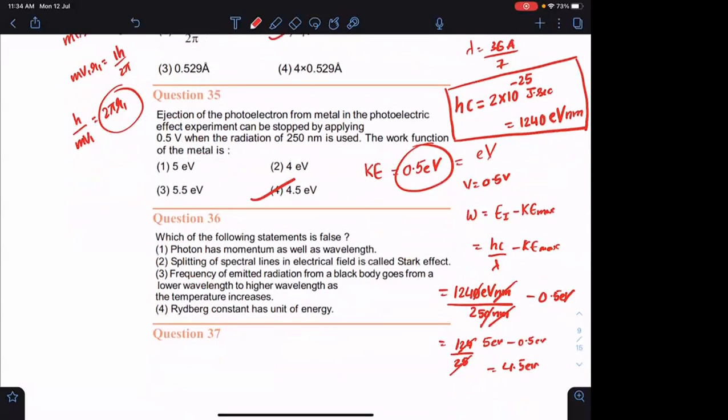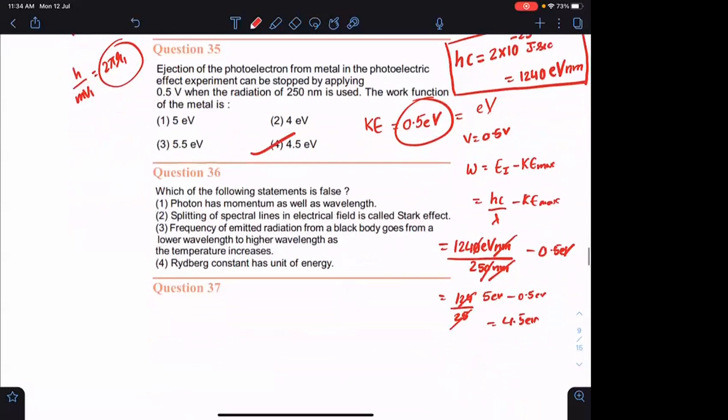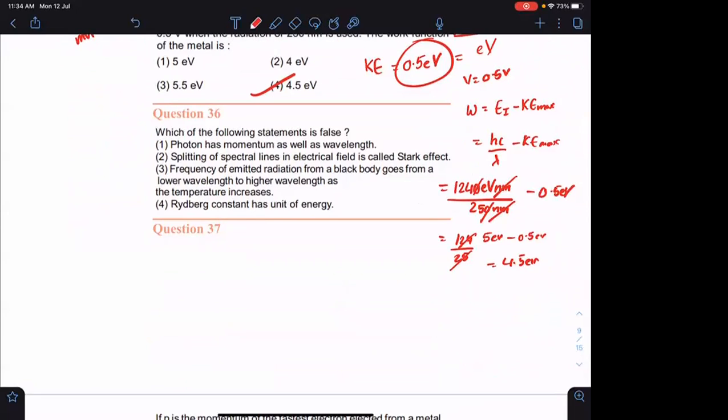Question number 36. Which of the following statements is false? A photon has momentum as well as wavelength. Yes, that is correct. How to get the momentum of photon? Using E equals mc square, which is equal to mc times c. So E equals momentum times c. This is the momentum of the photon. It is having wavelength as well. That's the right statement. They are asking about the false statement. Splitting of spectral lines in the presence of electric field is called the Stark effect. So that's also a right statement.